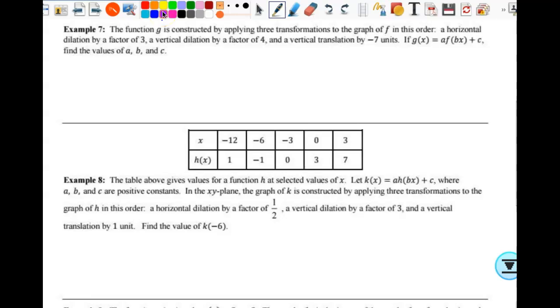All right. So example 7. G is constructed by applying 3 transformations to the graph of F in this order: a horizontal dilation by a factor of 3, a vertical dilation by a factor of 4, and a vertical translation by -7 units. All right, and then they give me, it says, if G of X equals this. Are all 3 of those letters the exact same letters we've been using in our transformations? Did we use a C?